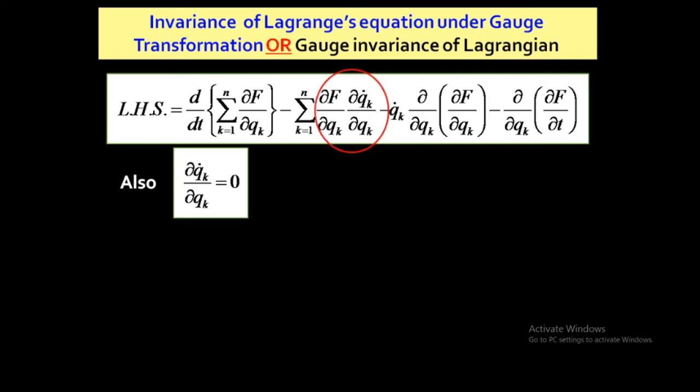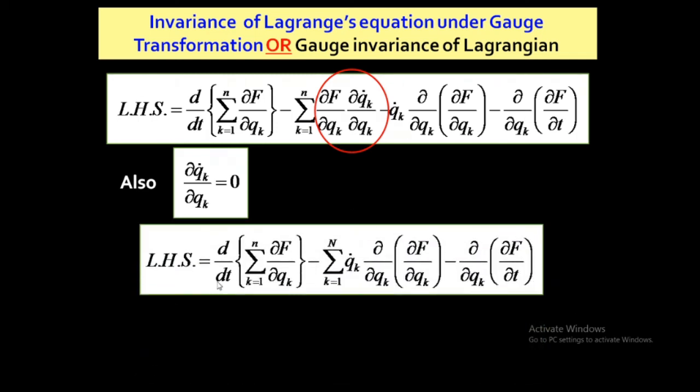Okay, now we are left with only 3 terms, and this summation is over all the terms. So the summation will not be deleted. This summation is over all of these terms. So this term will be 0. So we are left with, on the LHS, left hand side: d by dt summation over k del f by del qk, minus summation over k qk dot del by del qk del f by del qk, minus del by del qk del f by del t. So this many things are now left with us.